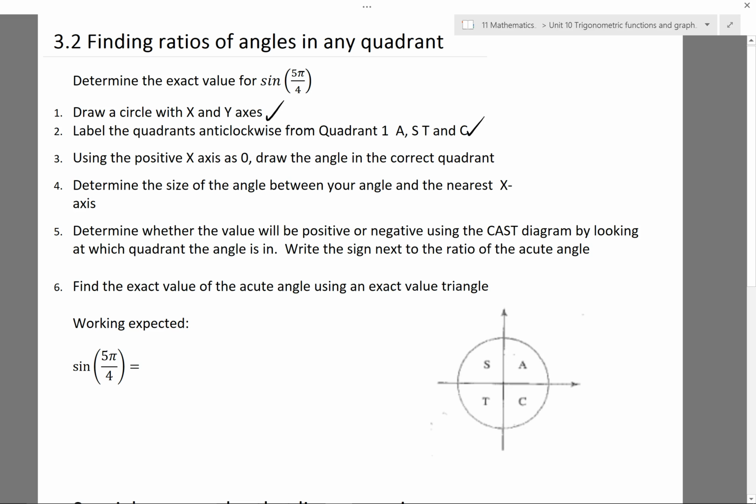Using the positive x-axis as 0, draw the angle in the correct quadrant. So I know this is 0 radians, I know this is pi radians, so 5 pi on 4 radians will be out here somewhere. Okay, done.